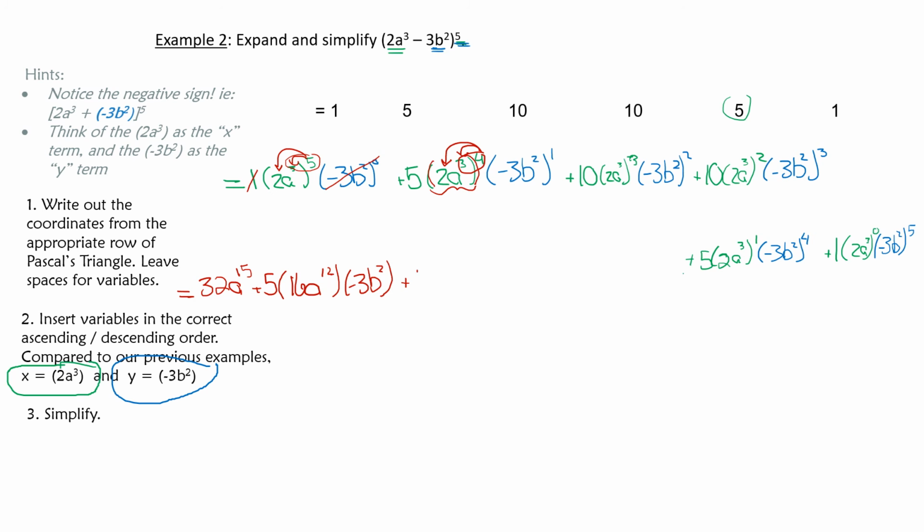Now we're on to the 10. So this is a power of 3. 2 to the power of 3 is 8. And a cubed to the power of 3 is a to the power of, we multiply, 9. Times, this is squared out here, negative 3 squared is 9. And b squared squared is b to the power of 4.